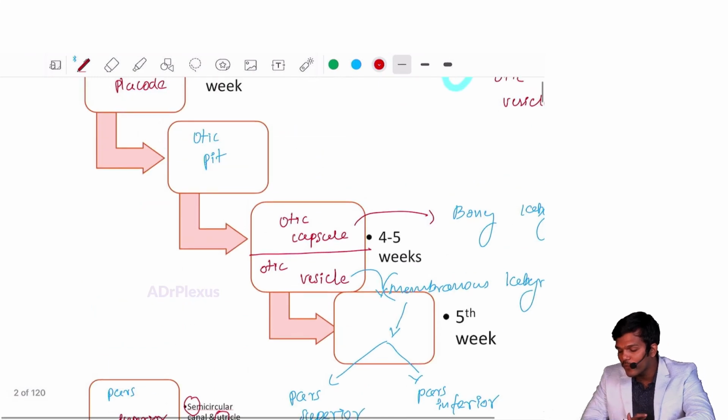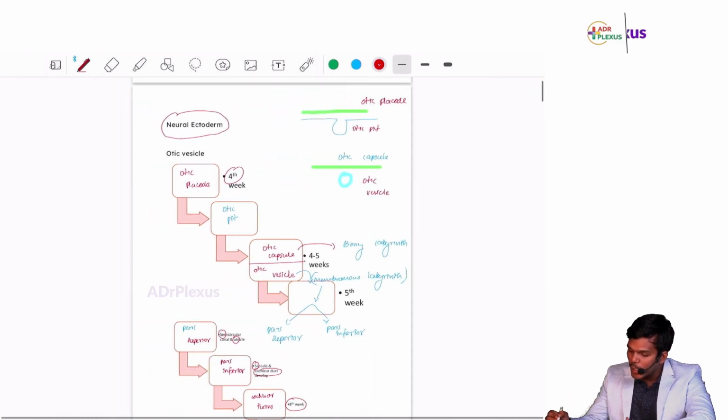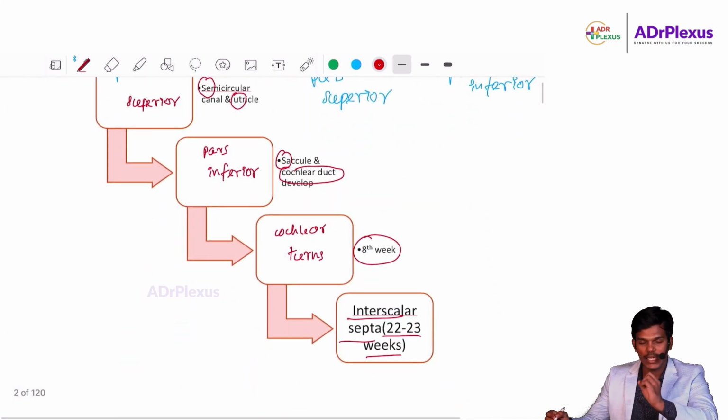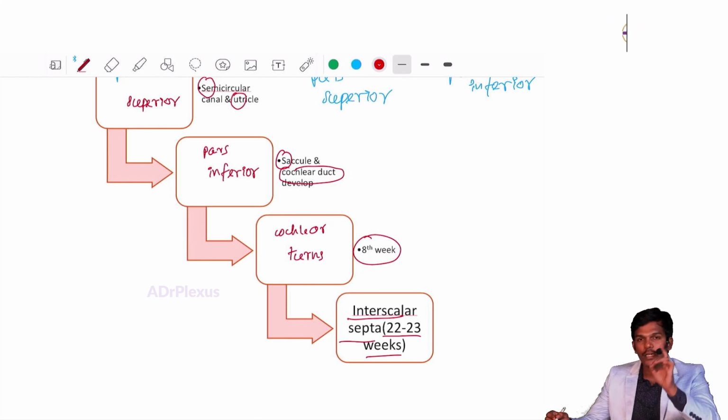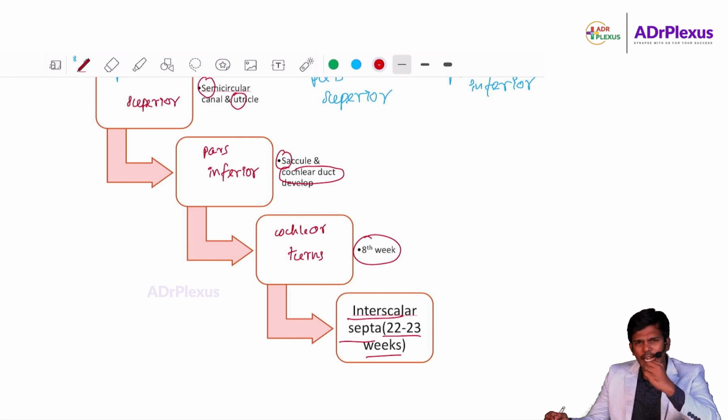It will start from the 4th week with the formation of otic placode and otic pit. Finally it will form the interscalar septa by 20 to 23 weeks. So by 23 weeks the ear will be fully formed. That's why they say in Mahabharat that by 20 weeks of gestation itself the son of Arjuna could listen to the words of Chakravyuha. Clear?